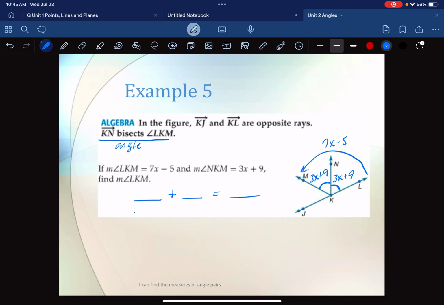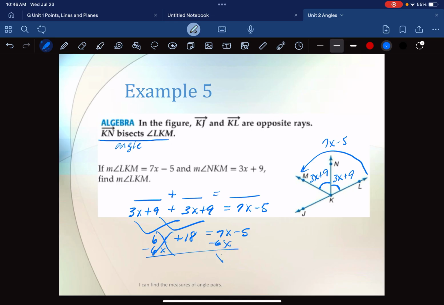So that means I've got a 3x plus 9 plus another 3x plus 9 has to equal the large angle, which is the 7x minus 5. On the left side, the 3x and 3x make 6x, and the 9 and 9 make 18. Then I'm going to move the smaller x value, that's the 6x. That gives me x minus 5 equals 18. Then I'll just add 5 to this side, and so x comes out to be 23.